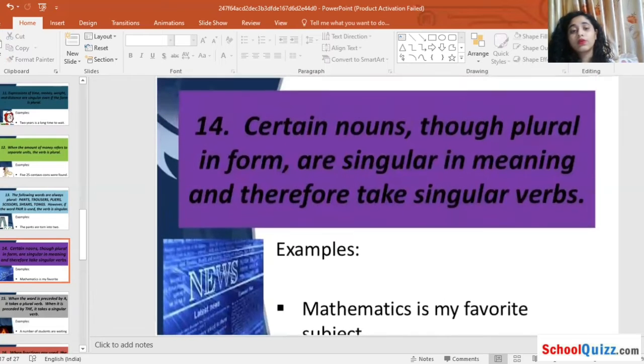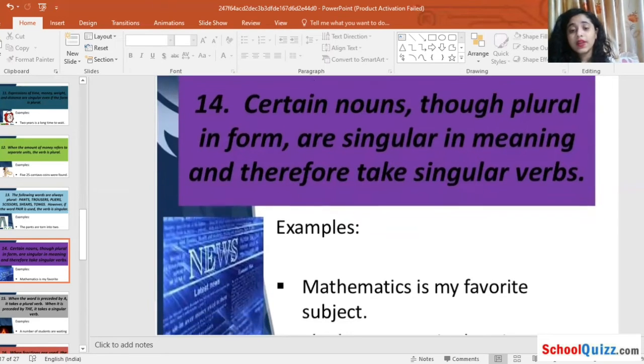Moving on to our rule number 14. Certain nouns, though plural in form, are singular in meaning and therefore take singular verbs. Okay, there are some nouns which are plural in form, but are singular in meaning. Like mathematics includes S, but is it like, oh my God, there are many subjects called mathematics? No, mathematics is a single subject. So it is singular in meaning and therefore takes what? Singular verbs, not plural verbs.